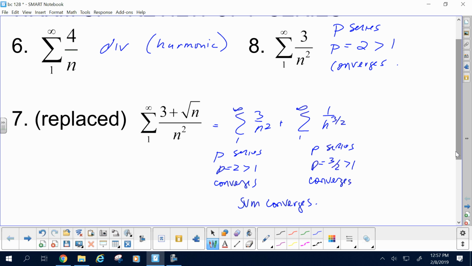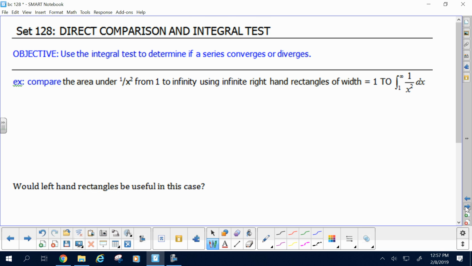All right. Speaking of finite and infinite, let's talk about 2 huge tests: direct comparison test and integral test. You said we wanted to have a test. There's 2 tests.